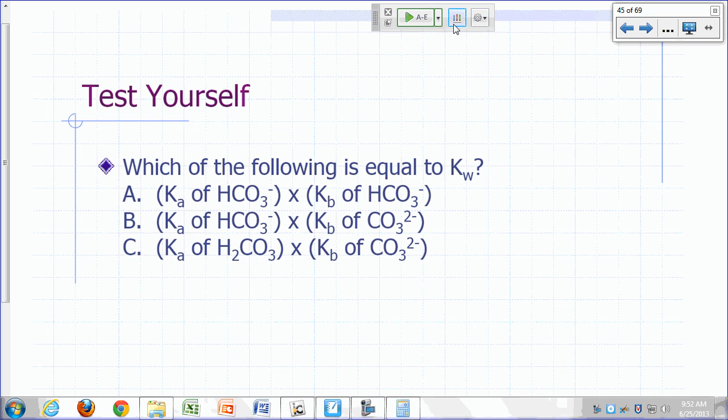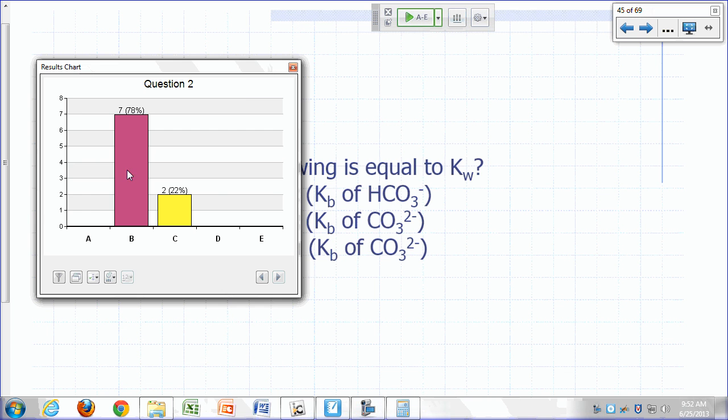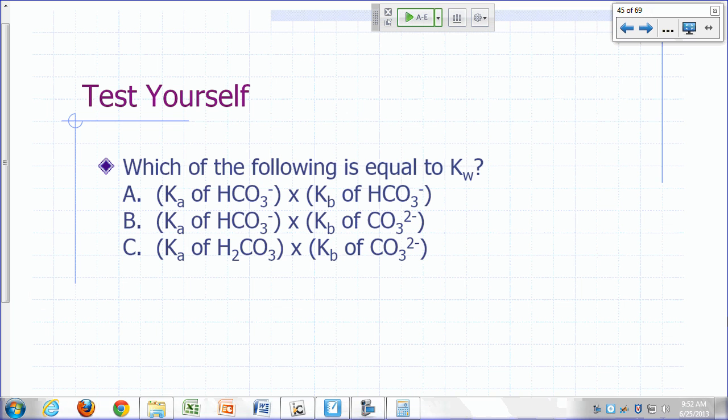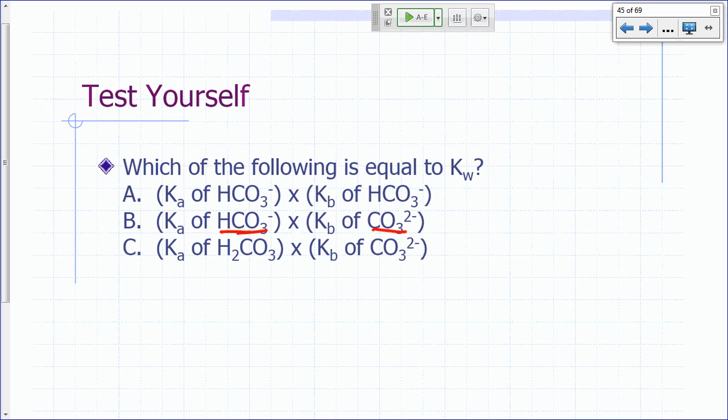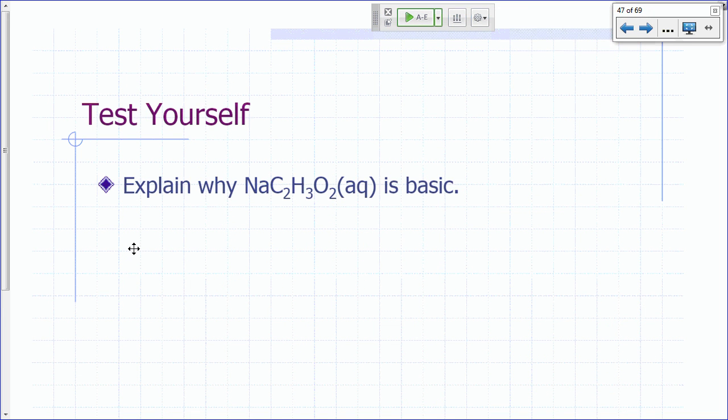Okay, let's see how we did. B is a popular answer. Oh, very good. Thank you. If HCO3 minus behaves as an acid, then the conjugate base would have one less hydrogen and one less charge, right? HCO3 minus and HCO3 minus, that's not a conjugate pair. H2CO3 and carbonate, that's 2 hydrogens difference. That's not a conjugate acid-base pair. So the correct answer is B. All right. How do we explain why sodium acetate is basic?